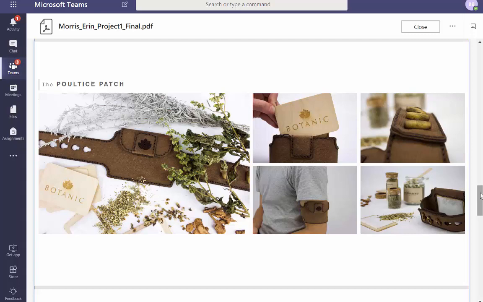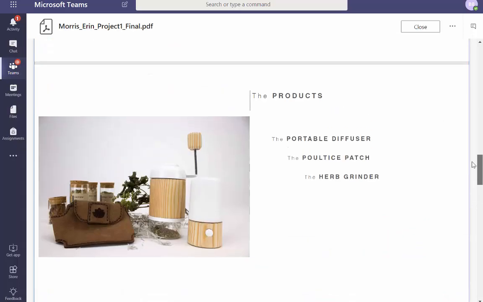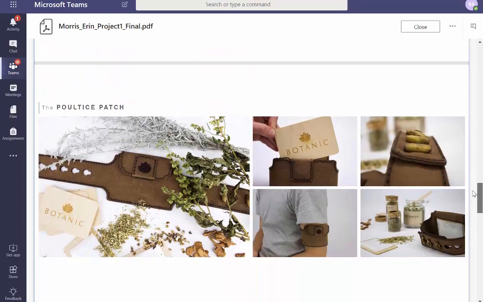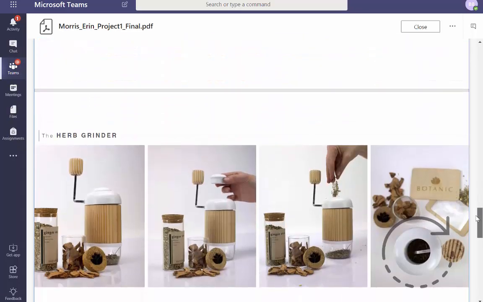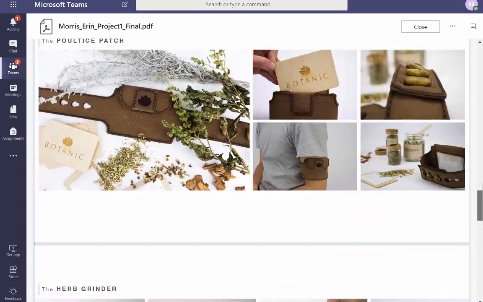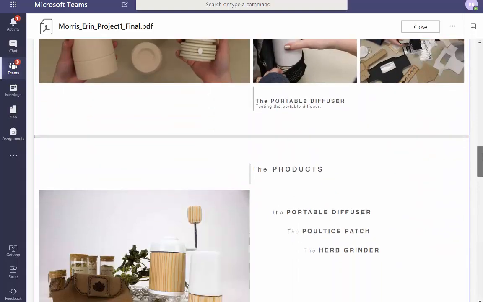Sip of tea. Turn my headphones up. The herb grinder we talked about earlier. Okay, portable, Poultice, herb grinder. This one should be portable. That one should be Poultice. Did you even talk about portable? We got a problem.